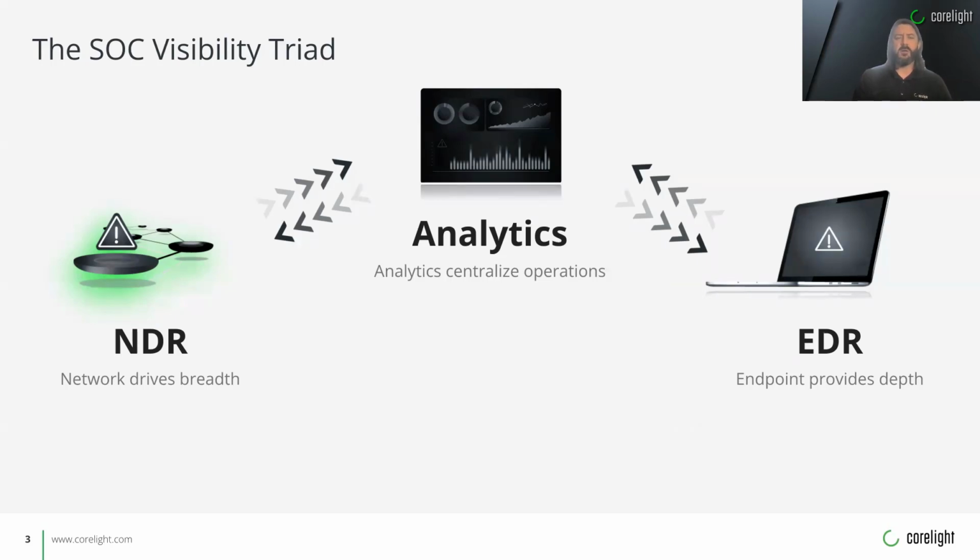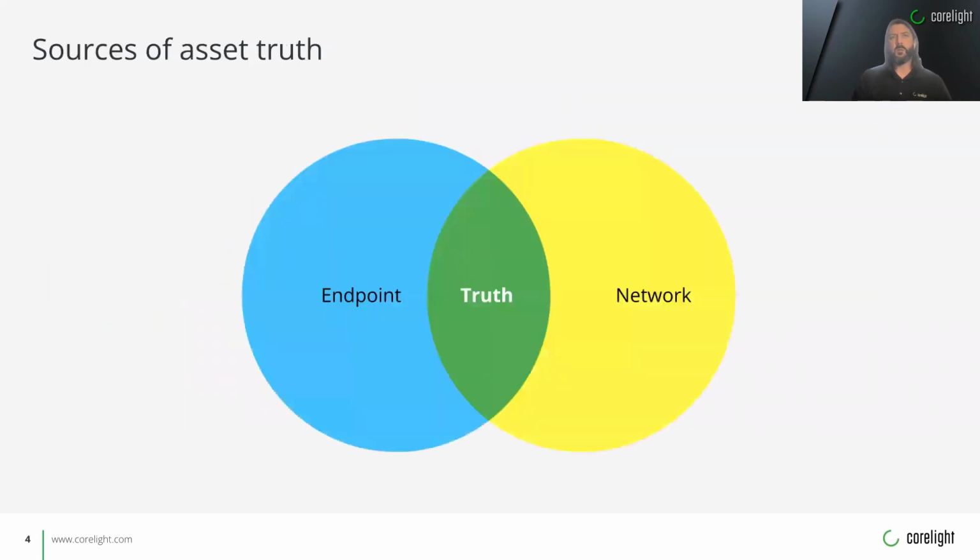So let's drill down a bit further into those two. When we think about these two sources of data, endpoint and network, and where there's overlap between the two, that's ideal. That's where we can see the real truth of what's happening in our environment, where we get both maximum depth of coverage and maximum breadth of coverage. So let's drill into that a little bit more. What do I mean by depth and breadth?